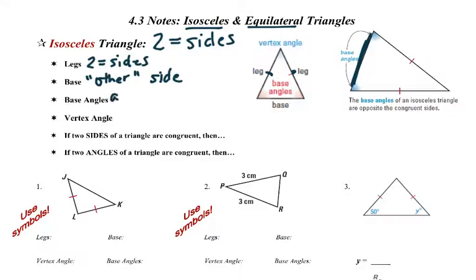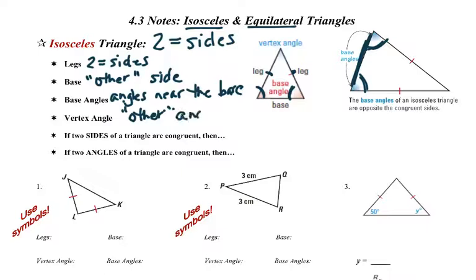The base angles are the angles near the base. And you can see those on the picture, angles near the base. So like there's the base angles here, or here's the base angles here. And then the vertex angle is like the other angle. So a lot of times it's at the top. It's not always at the top, but if it's at the top, it makes a little bit of sense here, like the vertex angle's up here, but here the vertex angle's over there.